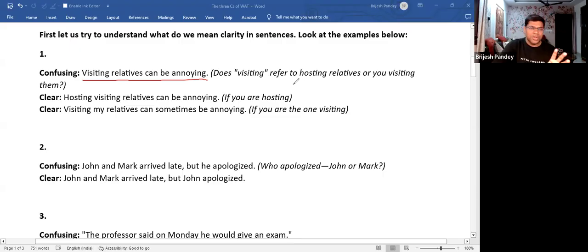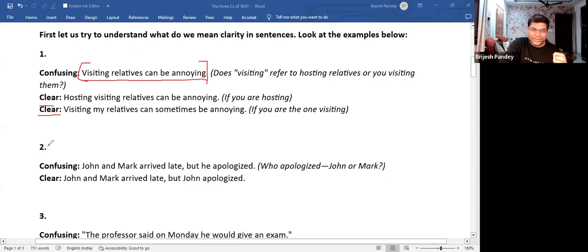Now, this is just a short example. I'm just trying to tell you that this sentence is not very clear to me. Visiting means, are you visiting, or are the relatives visiting your place? There is no clarity on this. So this is a clearer version of the same sentence.